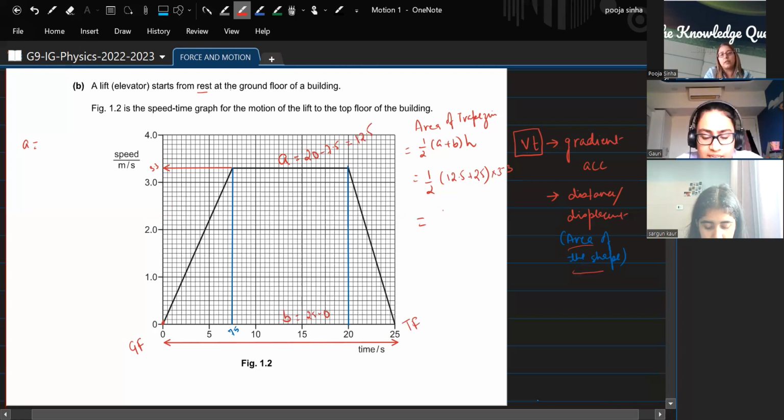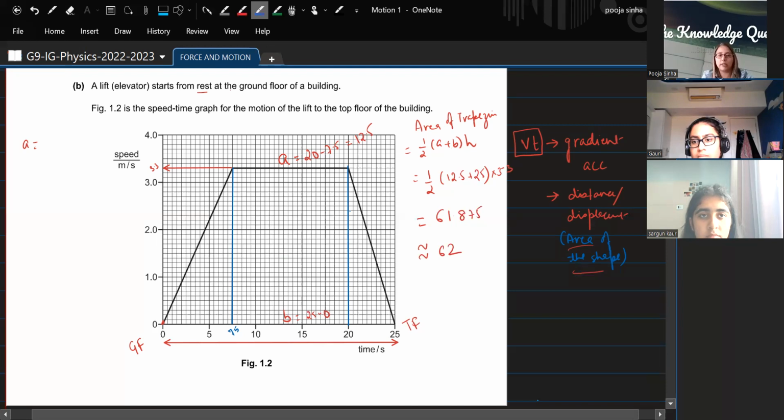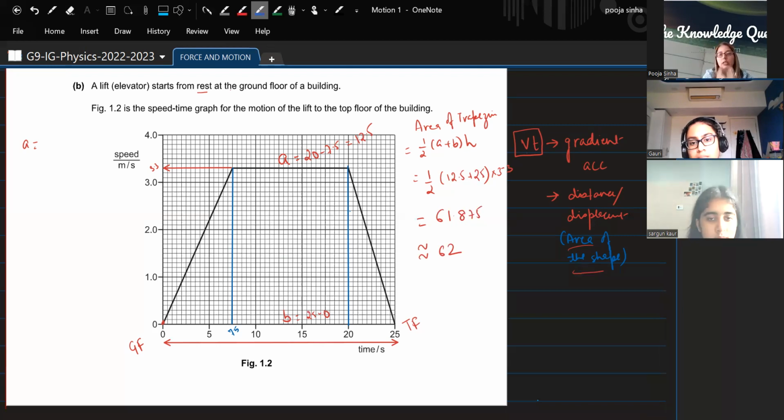61.875. I'll just recheck it once. 61.875, and because we are always answering in significant figures, right? This one, 62. This will become 62. Now one common mistake. Sargun, आपको इतना समझ में आया कि हमने it's a velocity time graph. Velocity time graph में जब भी हमको distance या displacement calculate करना है, हम उस shape का area निकालेंगे. Now the shape is trapezium, so we applied the formula for trapezium.